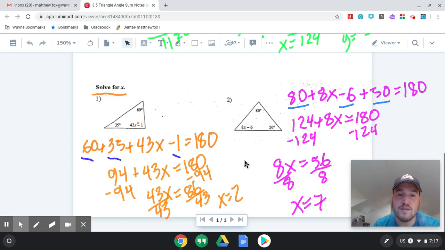And then the other thing we talked about is if we're solving for x on a triangle here, we know that the three angles always add up to 180. We can add those three parts up, set them equal to 180, and then do an algebra problem to solve it.